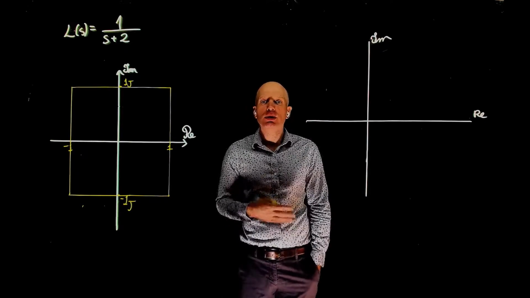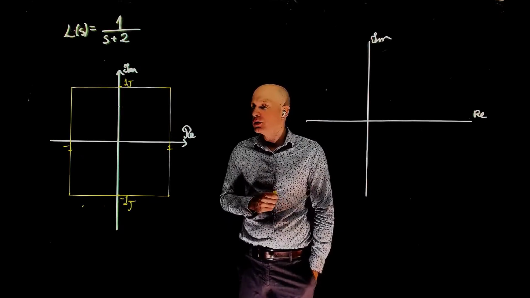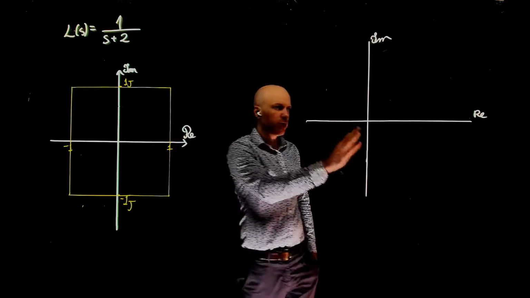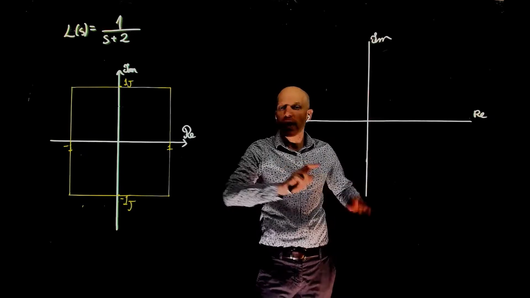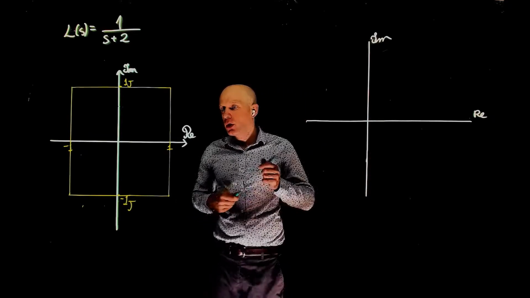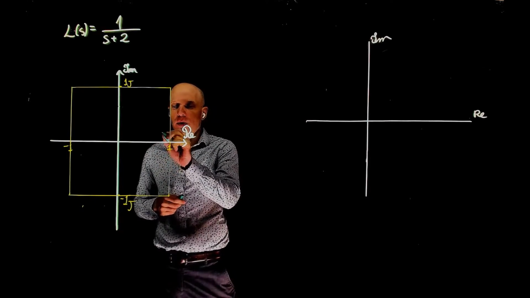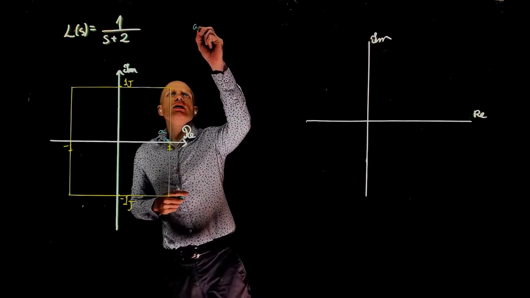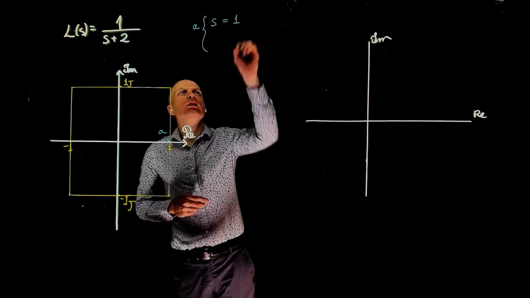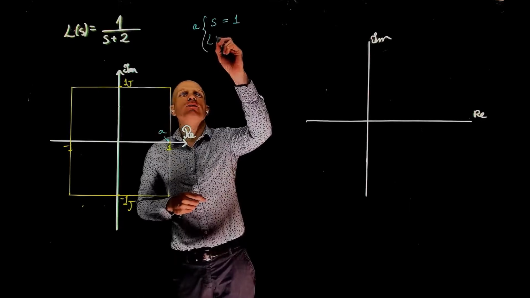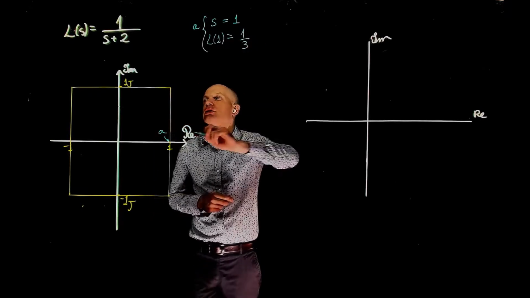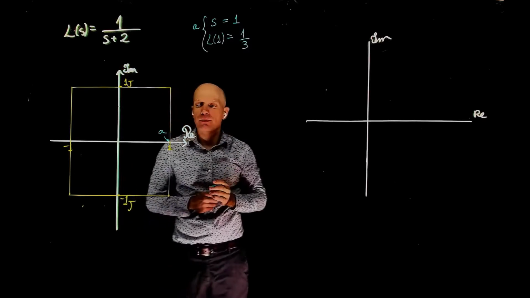Because a Nyquist plot is always symmetric with respect to the real axis, we can simply take the top of this contour, find the corresponding contour here, and then mirror that with respect to the real axis. Let's start with this point here. Let's call that point A. A is a point where S equals 1. If you now evaluate L of 1, that is going to be 1/3. Simply replace S with 1.